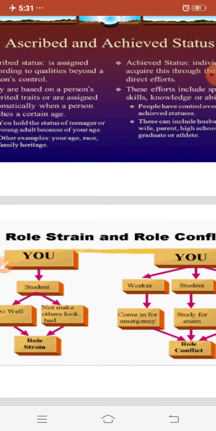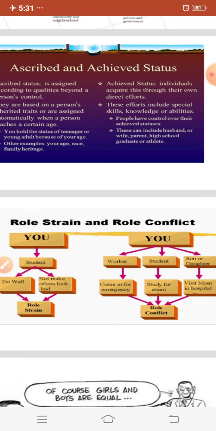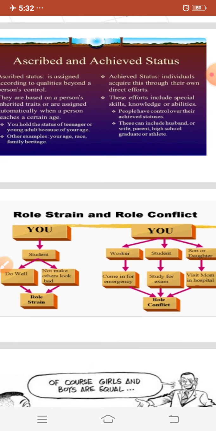So how do role strain and role conflict happen? You as students do well, but try not to make others look bad. Role strains are there. Role conflict and role strain are different things. You are good students, you do well in any kind of subject, but you have one consciousness in your mind: not to make others look bad. That is the role strain. Whenever you perform well, the second thing automatically happens. So role strains are there.